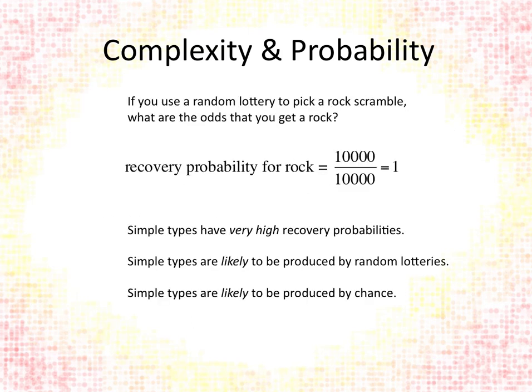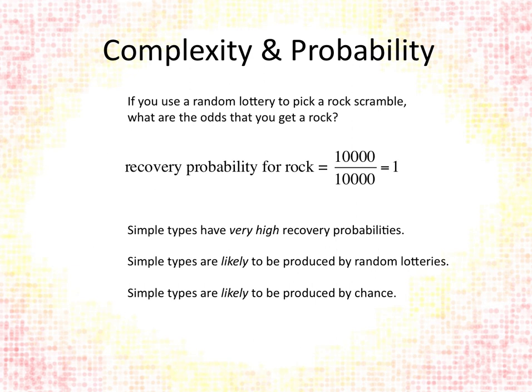What does that math mean? Let's apply it to a rock. If you use a random lottery to pick a rock scramble, what are the odds that you get a rock? The recovery probability for the type rock is 10,000 divided by 10,000, which is 1. Every recovery yields a rock. So the odds of getting a rock if you pick a random reassembly is going to be 1. You get a rock. Simple types have very high recovery probabilities. Simple types are likely to be produced by random lotteries, and simple types are likely to be produced by chance. That's what a random lottery is.